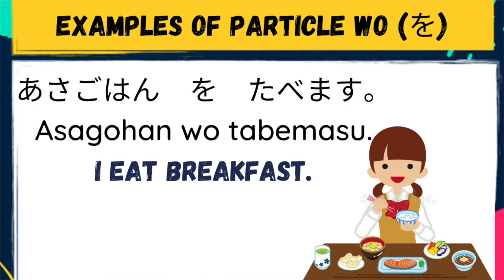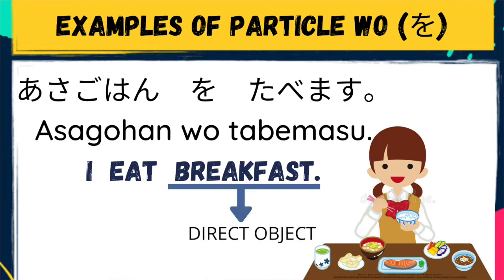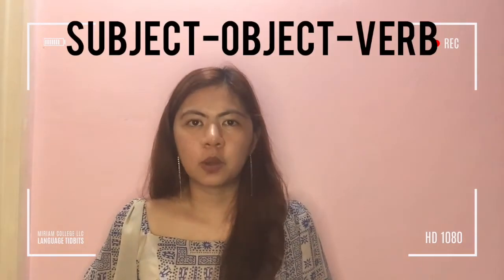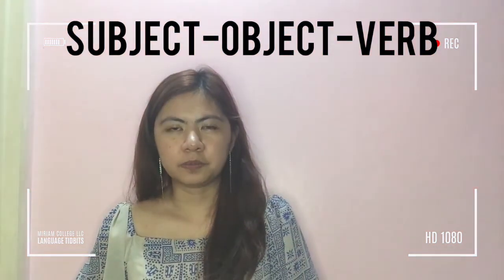I eat breakfast. So you have there your direct object, which is breakfast. Breakfast in Japanese language is asagohan. And then you have there your verb, which is to eat. To eat in Japanese language is tabemasu. Don't forget, in Japanese language, we follow the subject, object, verb pattern.